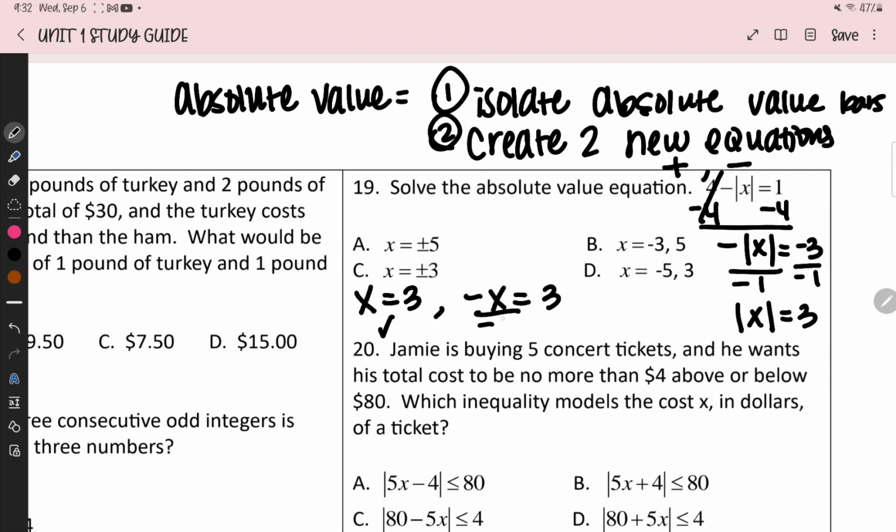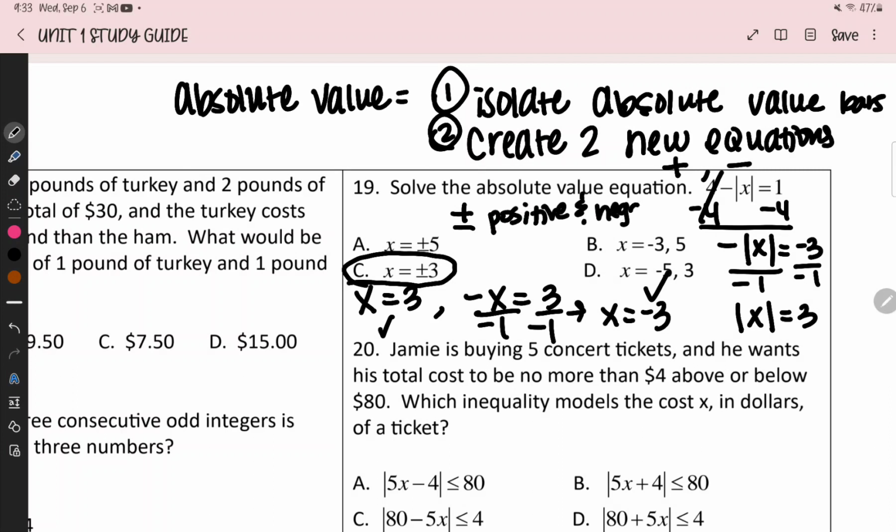The right one, I need to divide by -1 to get x by itself, and I'll be left with x is equal to -3. So my answers are x equals +3 and x equals -3, and that's actually what C says. This plus or minus just means positive and negative of that number. Okay, so that's our answer there.